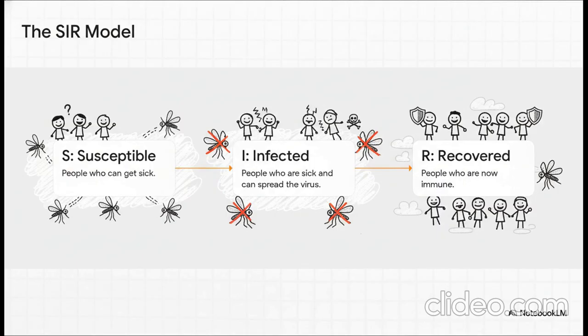Scientists basically divide the entire population into three big buckets. First, you have the susceptible group. These are all the people who could still get sick. Then you have the infected group. They're sick and they can spread it. And finally, you have the recovered group. These people have had it and are now immune.